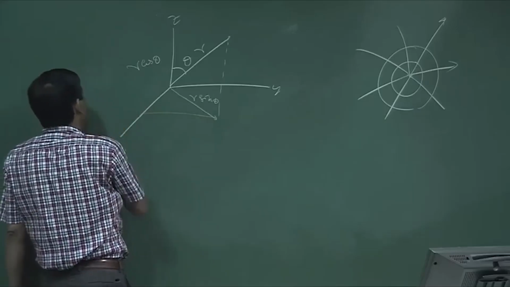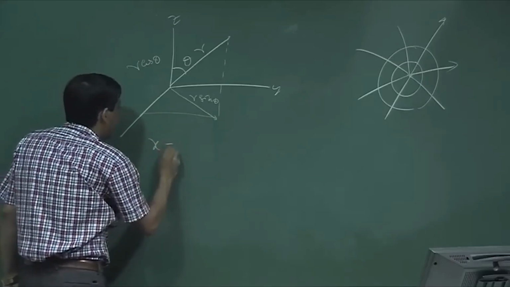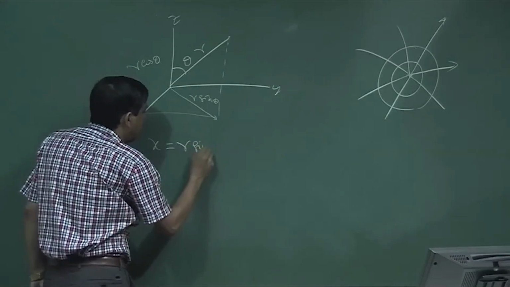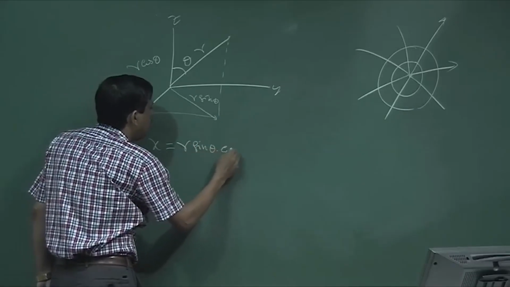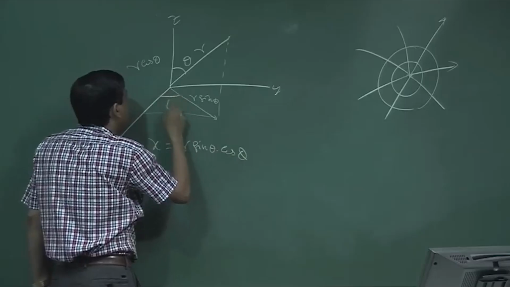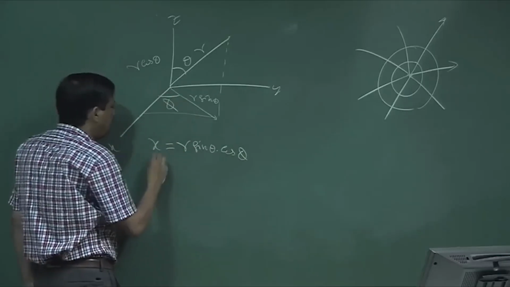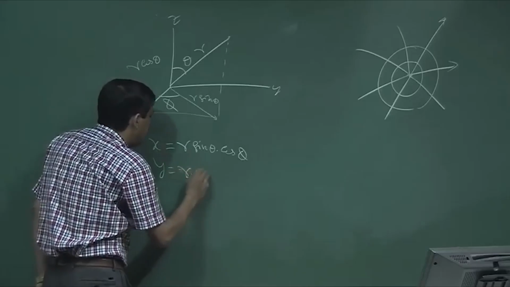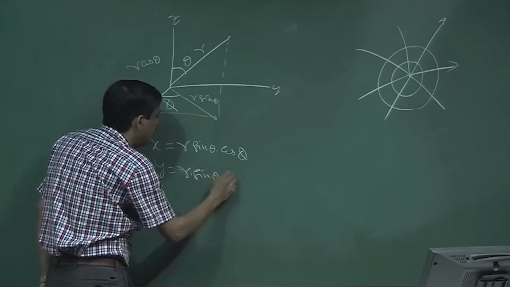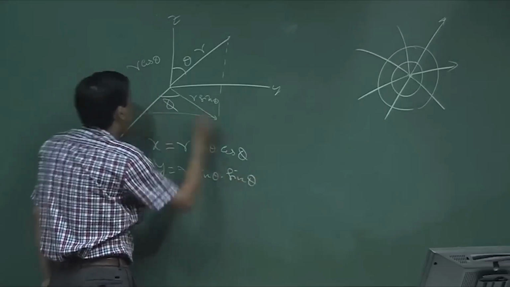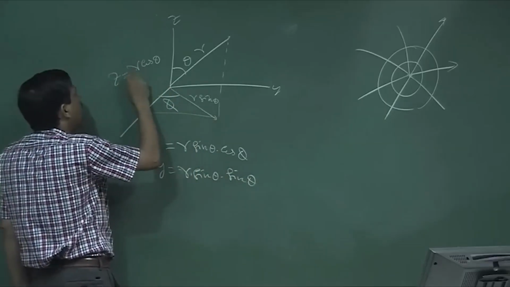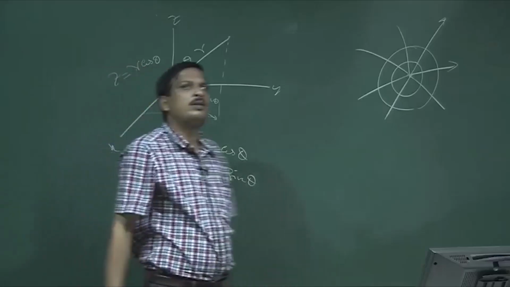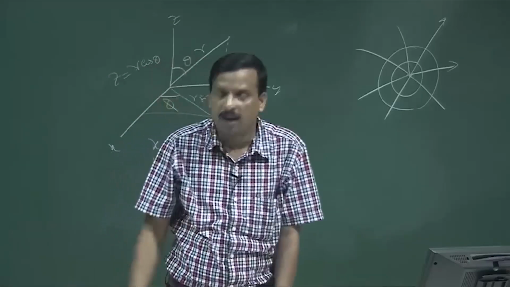The projection of r sin theta on the x axis gives me x. So I can write x is r sin theta cos phi, if this angle is phi. Similarly, y is r sin theta sin phi, and z is r cos theta. Okay, z is r cos theta.